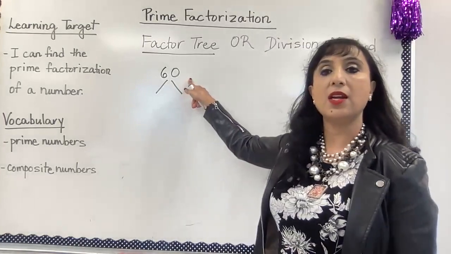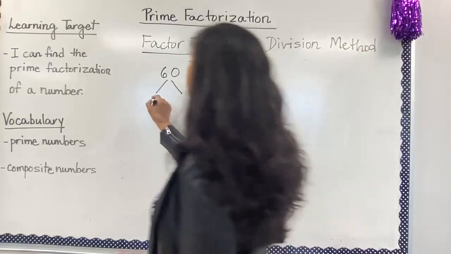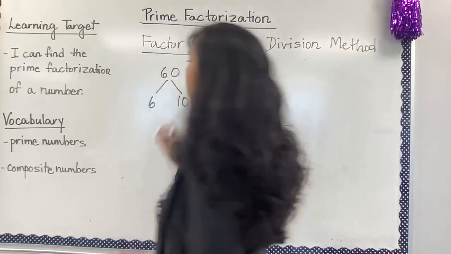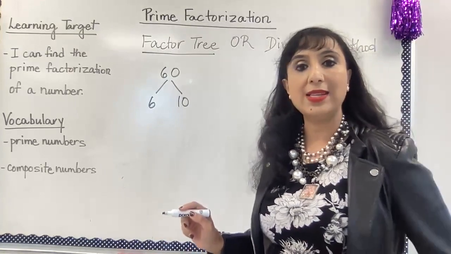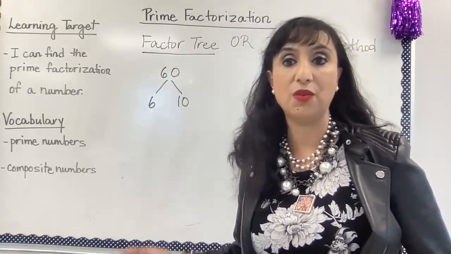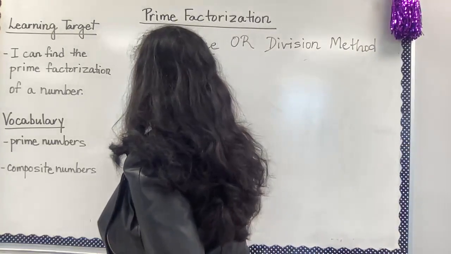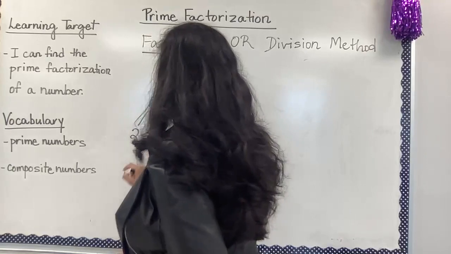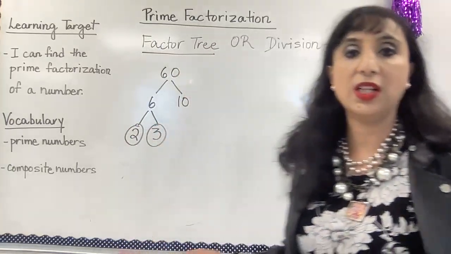This is not a prime number, it's a composite number. So I know that 6 times 10 is going to give me 60. All right, then I look at 6. 6 is still a composite number because 2 times 3 is also going to give me 6. So I'm going to break this down further, and I get 2 times 3, and both of these are prime numbers, so I'm going to circle them.